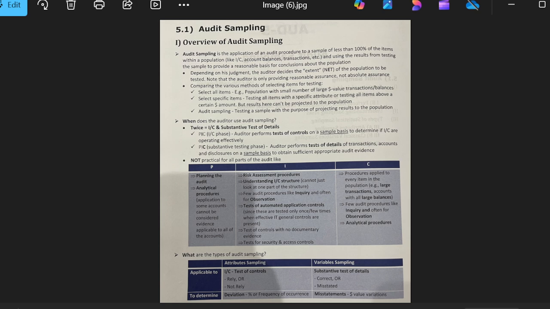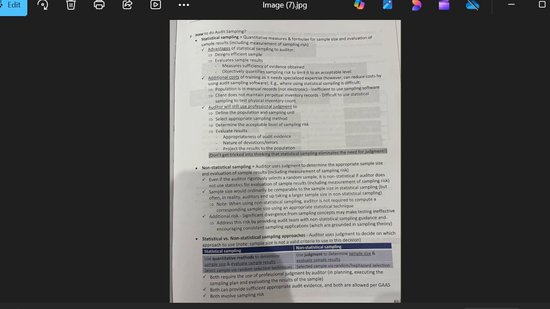The other is variable sampling, which is applicable in the substantive test of details, and here the auditor gives the conclusion that the numbers, transactions and disclosures are correct or misstated. If misstated, then that should be rectified, and if correct, the conclusion is given as correct. So in variable sampling, we test the numbers, transactions and balances, so that is the variable, and the attributes are based on the attributes of the controls. So whether that is reliable or not reliable is tested.